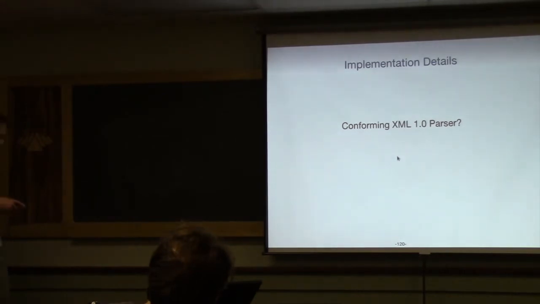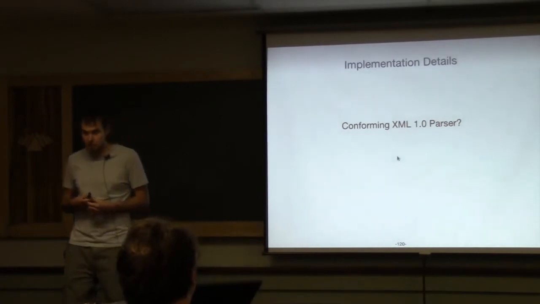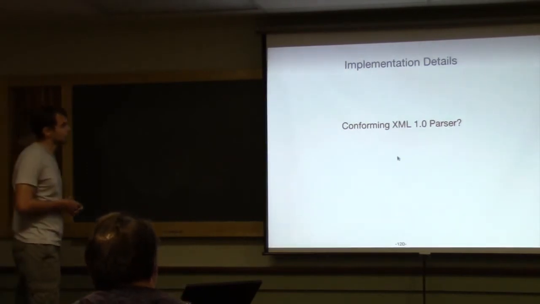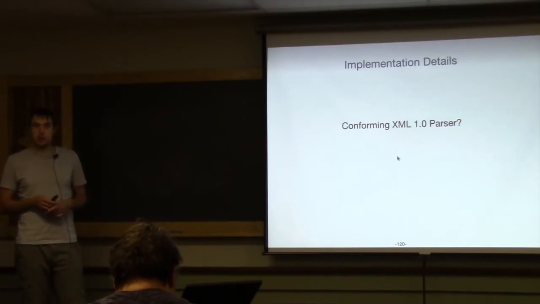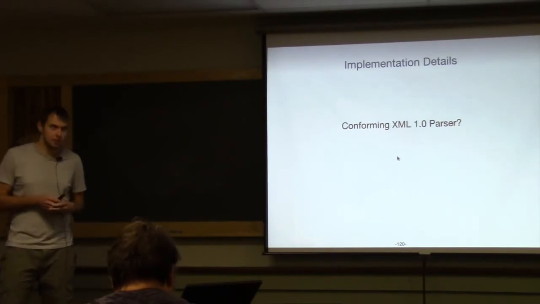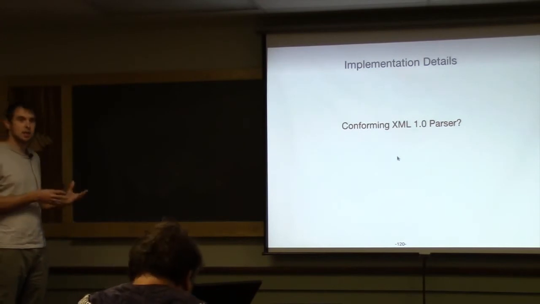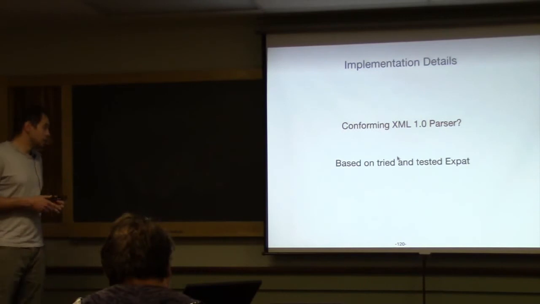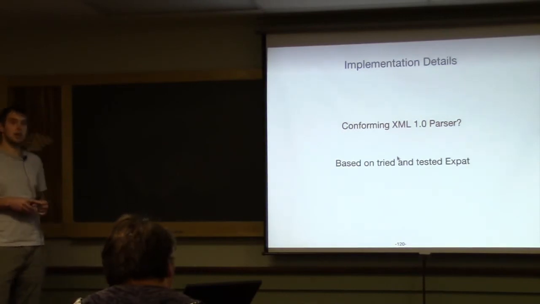So if you follow my advice, you should be pretty skeptical and immediately ask the question whether it's a conforming implementation or not. And the answer is yes, it is a conforming, non-validating XML 1.0 implementation. Now you should get really skeptical, because as we've seen, implementing a conforming parser and testing it is quite a job. And I actually didn't. This is based on XPath, which is very well tested.